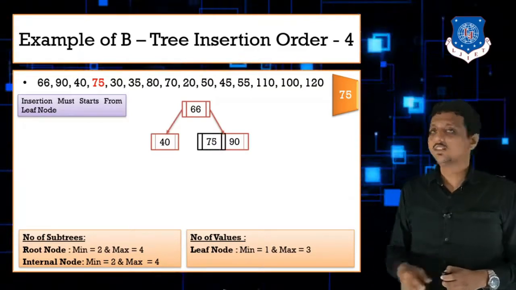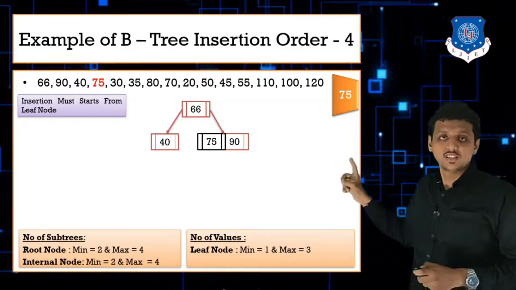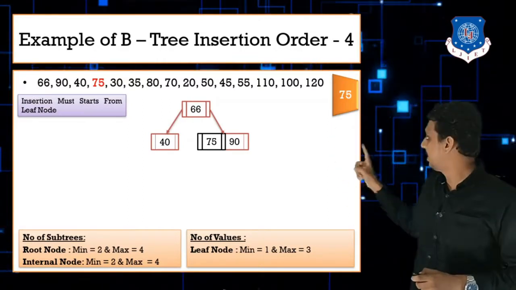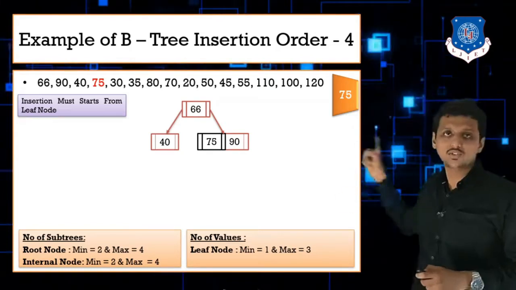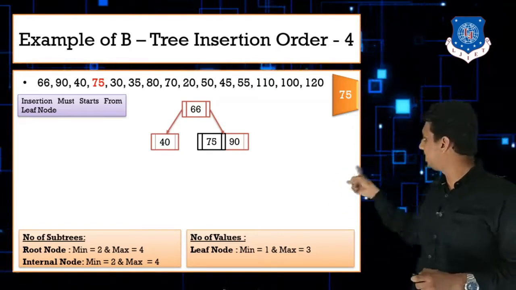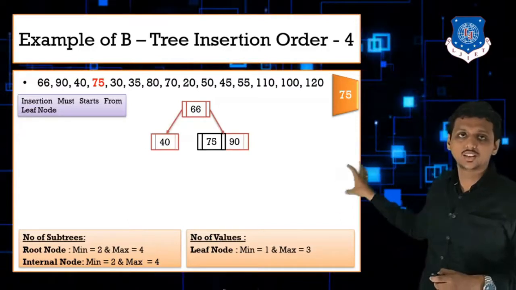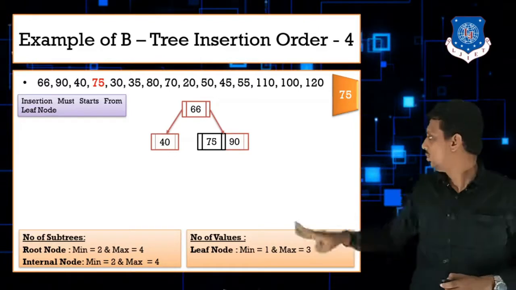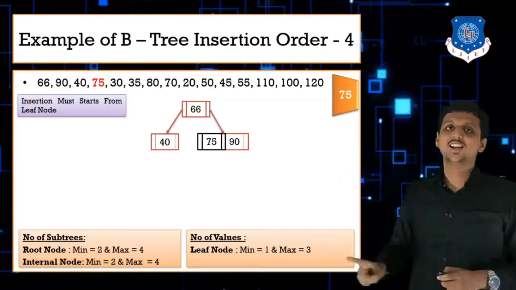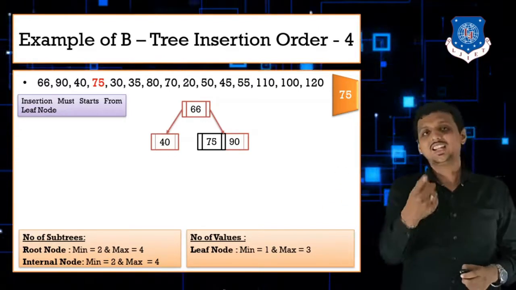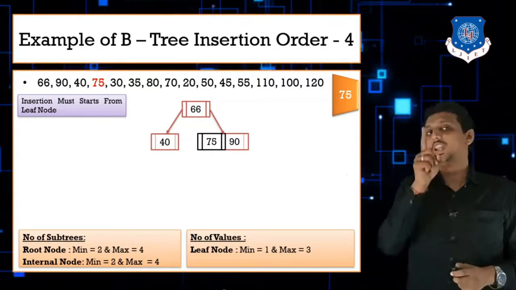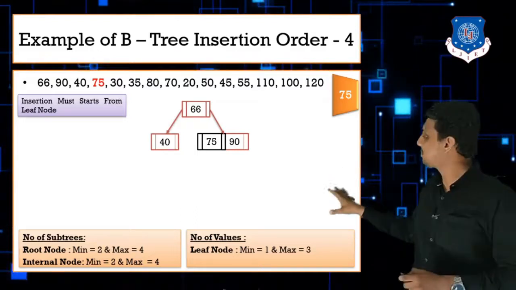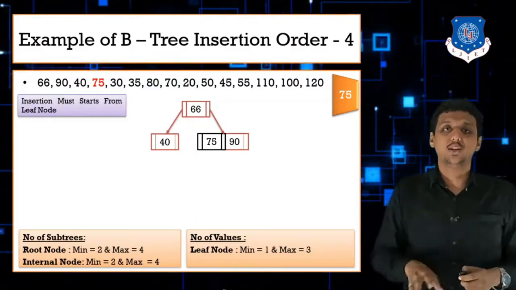Here it is 90, and 75 is greater than 66. So it must be on the right side of 66. Now check the 90 node. How many elements can you insert at that position? Up to 3 values. You have only one, that is 90. That's why, students, we can insert 75 directly over there, on the left side of 90. So this is my final answer after inserting 75.